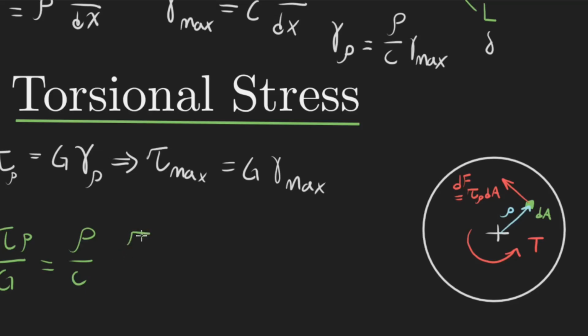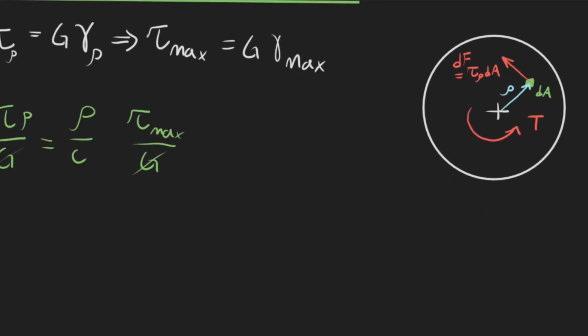So we'll have a tau max over G, and now we can multiply across the G's. This implies that our shear stress at some radius rho is equal to rho over C times tau max, which means that if we can find the shear at some radius rho, we're going to be able to relate that to the max shear.